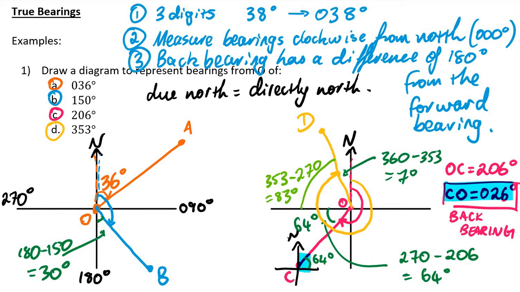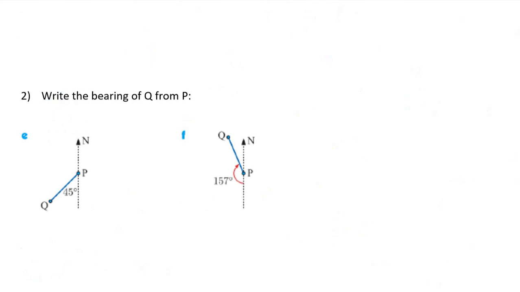83 degrees. Okay, so it's about looking at the diagrams and thinking, right, is it the angle inside there, or is it the angle outside? The other thing we want to be able to do is write certain bearings. So if we think about walking from P to Q, what is the bearing of that?